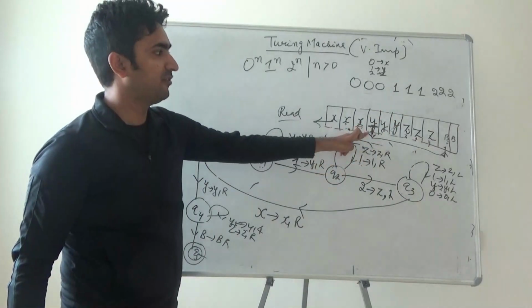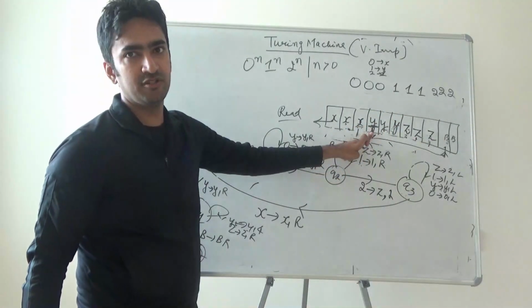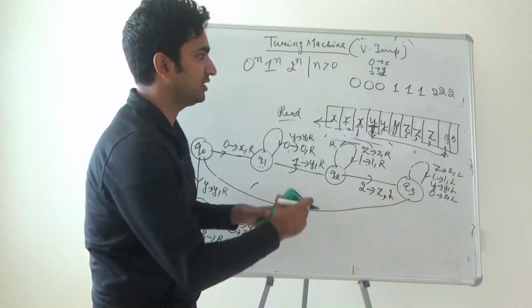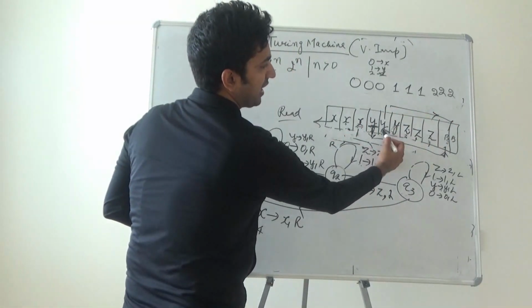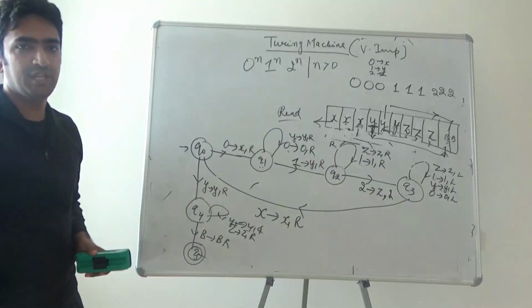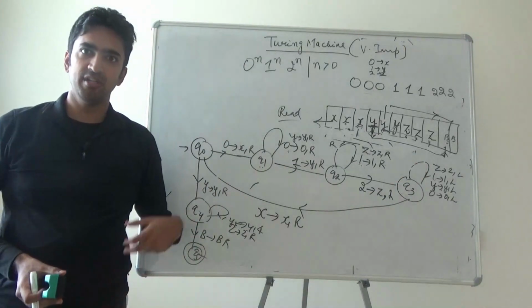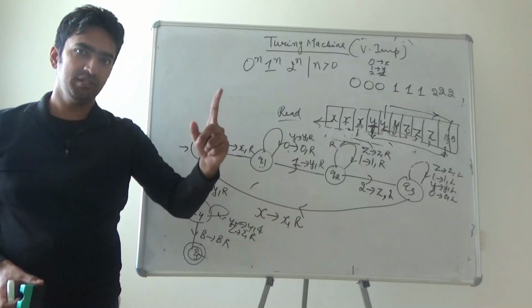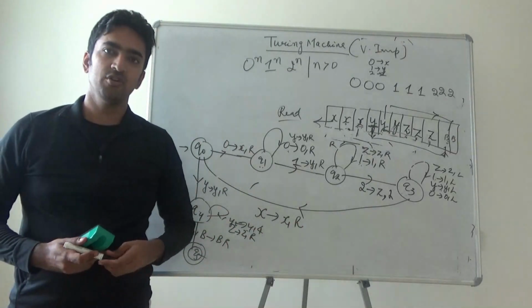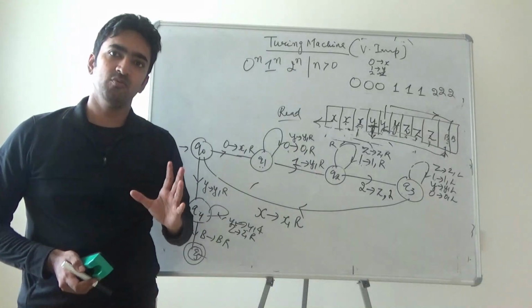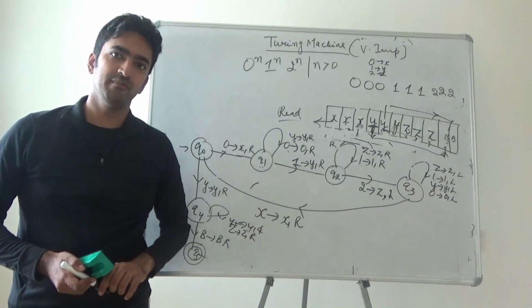The moment you reach this y, you will just read it and you are moving in the right direction. Your target is to reach this blank. So any number of y's you are encountering, any number of z's you are encountering, you are just going to read them. The moment you reach the blank symbol, your final state is reached. This is how 0^n 1^n 2^n is recognized by a Turing machine.